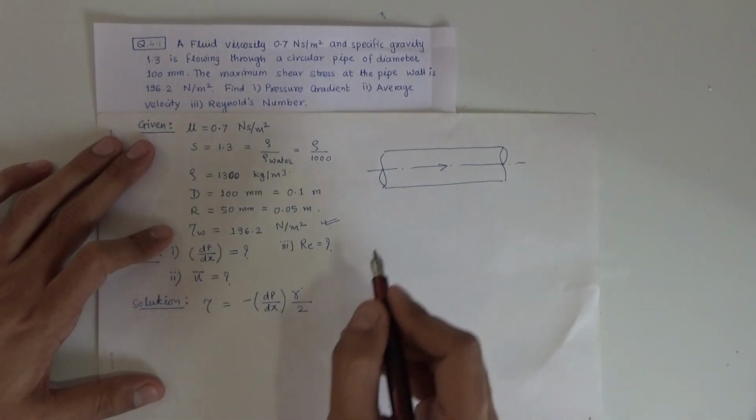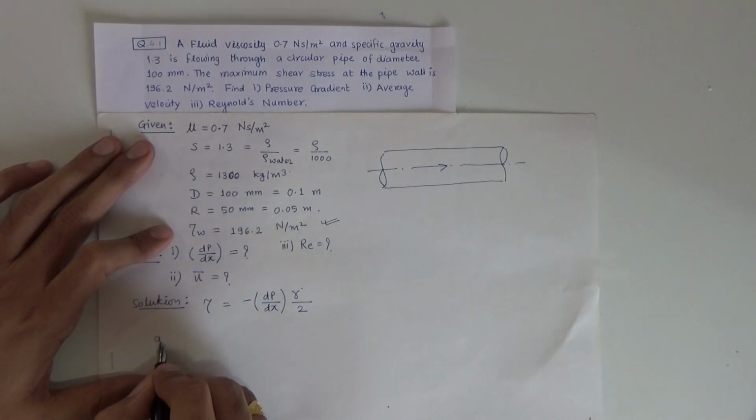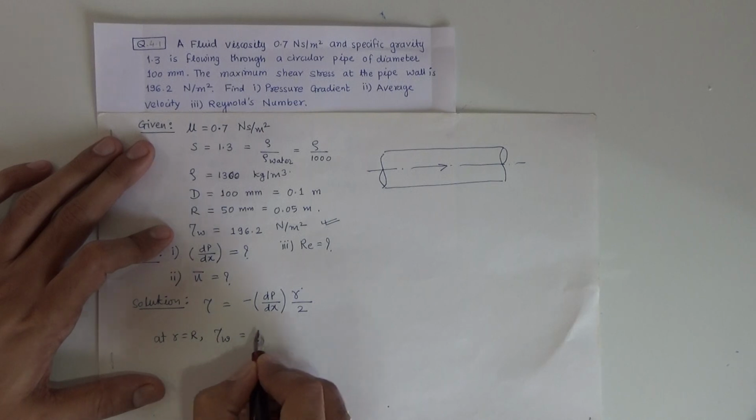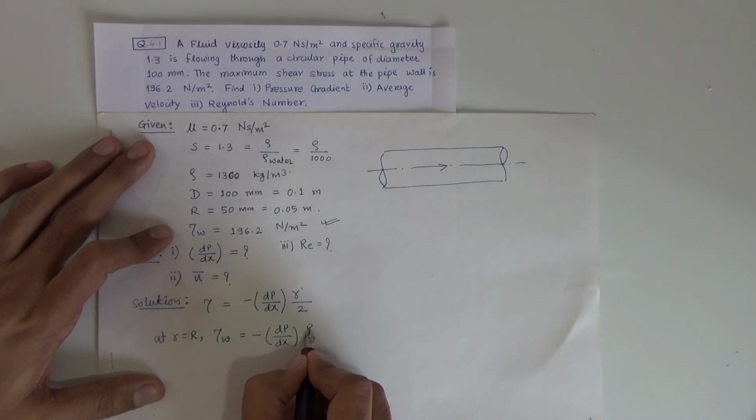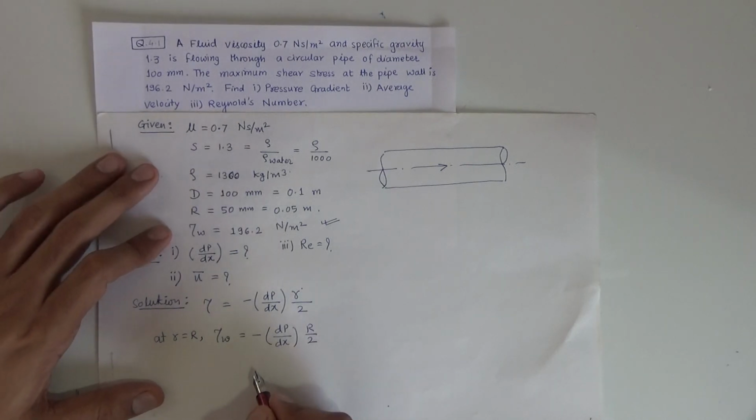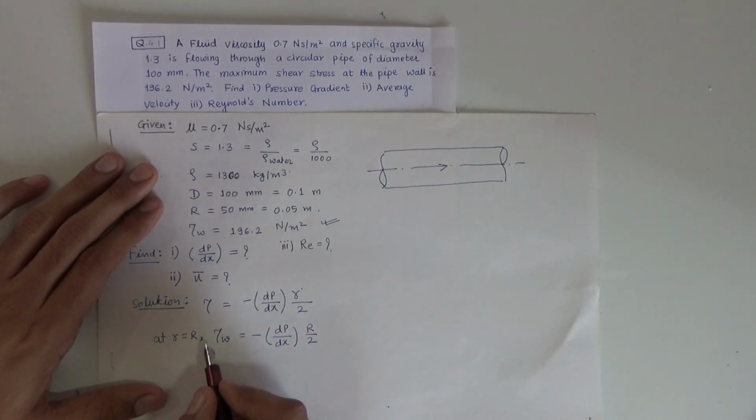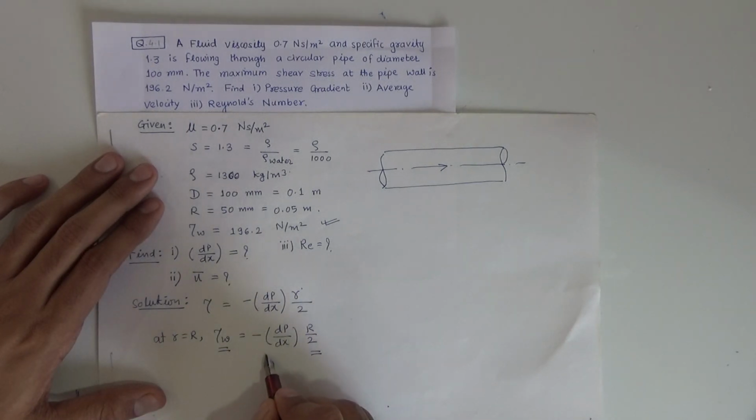So if I apply this for the wall at r equal to capital R, you will get the wall shear stress. That is minus dp by dx times capital R by 2. And that is what we needed. We wanted to find dp by dx, so we have this quantity and we can get dp by dx.